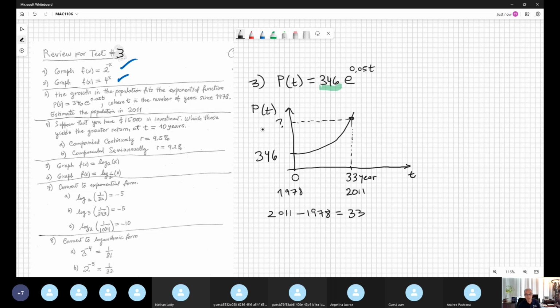So basically, problem 1 that you found was P evaluated at 33. So 346 equals 0.05 multiplication by 33.